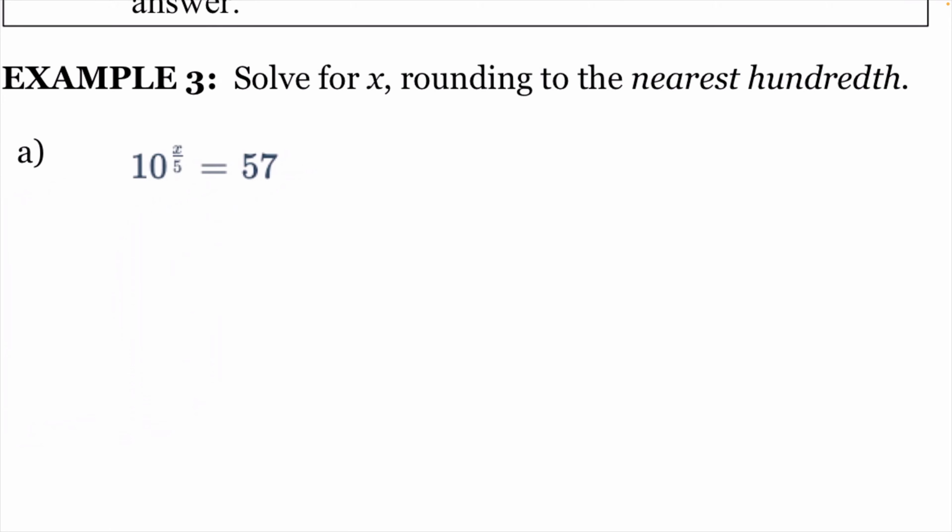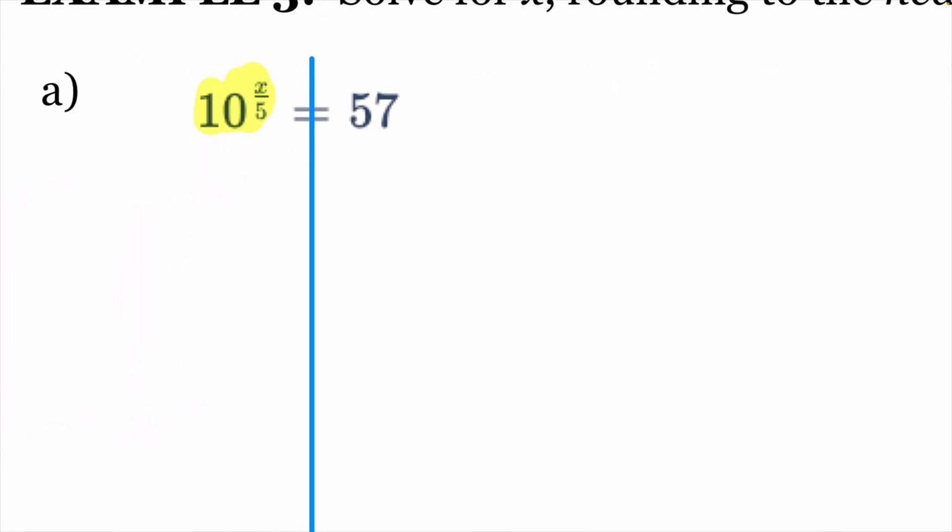So step one says, find the base and the exponent. Find the base and the exponent. So for this one, it's 10 to the x over 5 power. Okay? Get that by itself. Is there anything other than 10 to the x over 5 on this side, the left side of the blue line? No. Step one's already done for us.